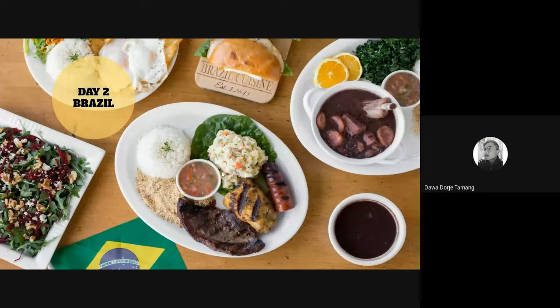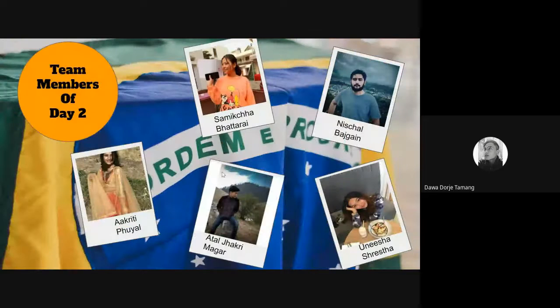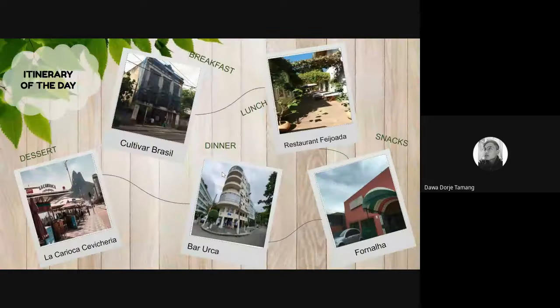So today is day two of our tour and my teammates have decided to go to Brazil for a tour. There are five team members: Samiksha, Nishal, Akriti, Atal, and Unisa. They will be touring some places of Brazil, and also they will try some foods in Brazil.